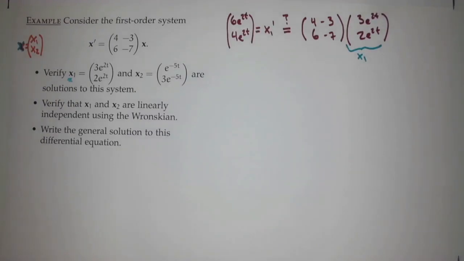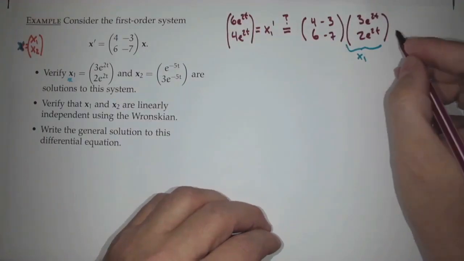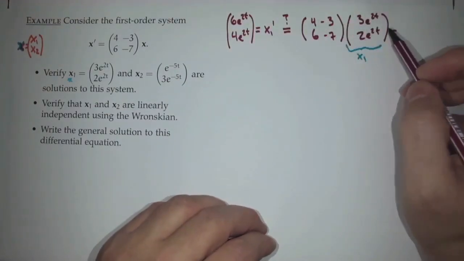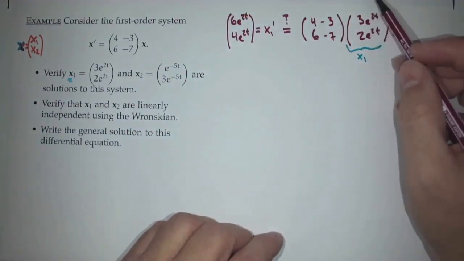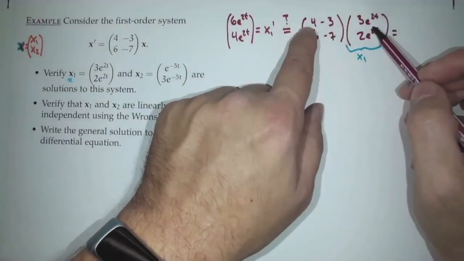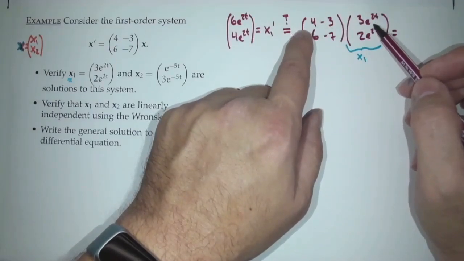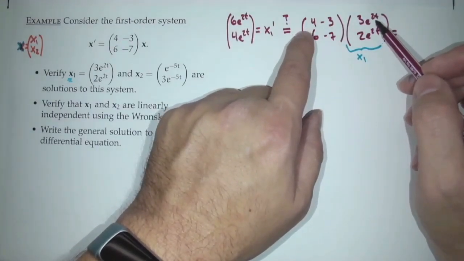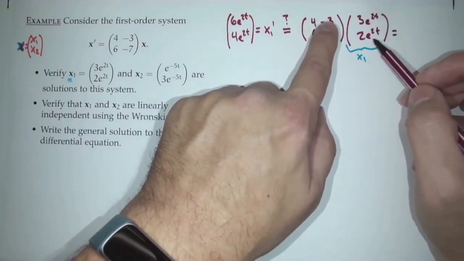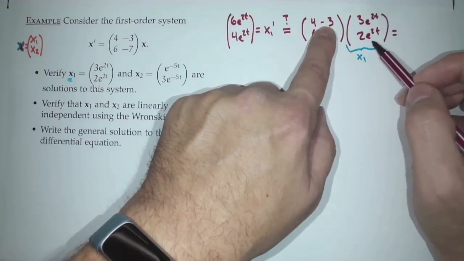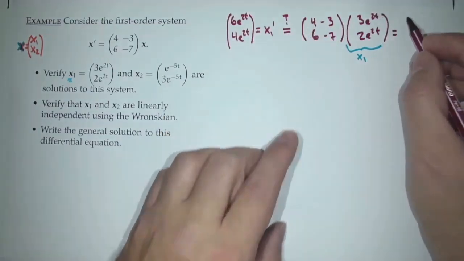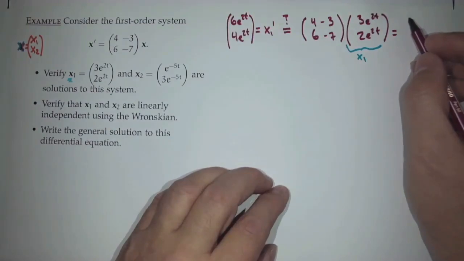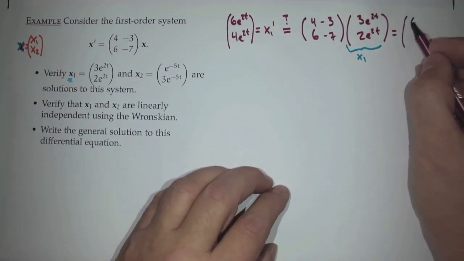Well, let's multiply this out and see what we get. So this is matrix multiplication. We're going to go along the row in the first, down the column in the second. So we're going to have 4 times 3e to the 2t, which is 12e to the 2t. Then we're going to have minus 3 times 2e to the 2t, which is negative 6e to the 2t. 12e to the 2t subtract 6e to the 2t will give us 6e to the 2t.